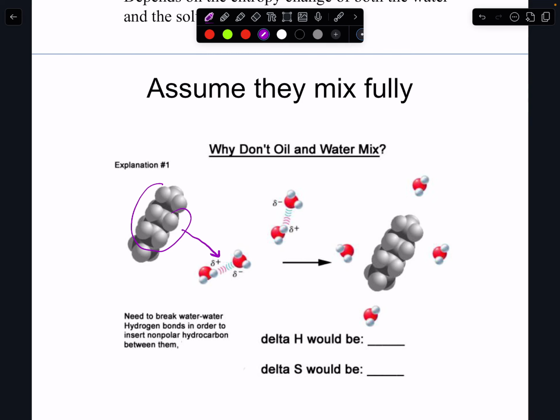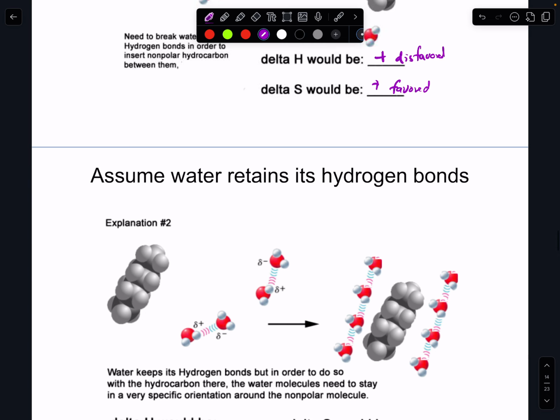So if that happened, delta H would be positive. It would be disfavored. And delta S would be positive also, and it would be favored because the oil is spreading out, and the water is also spreading out. So that's one explanation for it. The other explanation is that that doesn't happen.